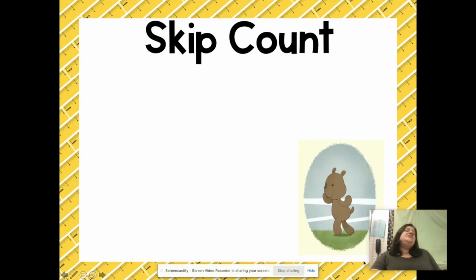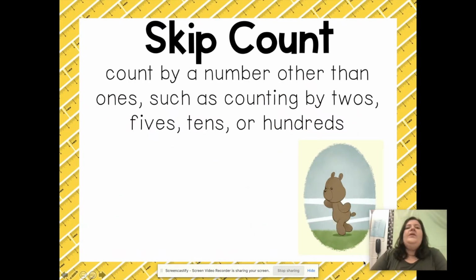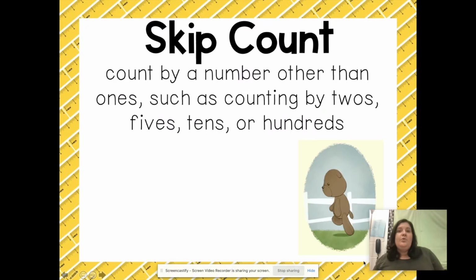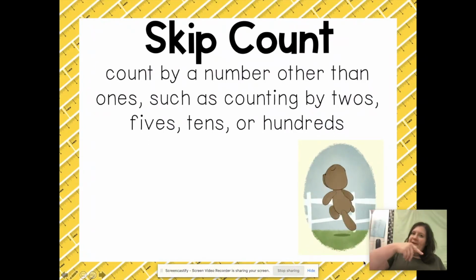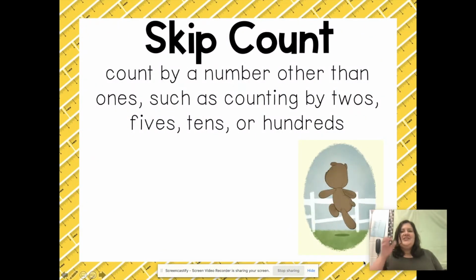First off, let's talk about what it means to skip count. When you skip count, you are counting by a number other than ones. So when we count by ones, it's usually 1, 2, 3, 4, 5, 6, 7, 8, 9, 10. Those numbers go in a certain order. But if you think about skipping around the room or skipping around during PE or recess, you are skipping steps. That means you're jumping and lifting up some air. Same thing with skip counting. You are jumping over some numbers.